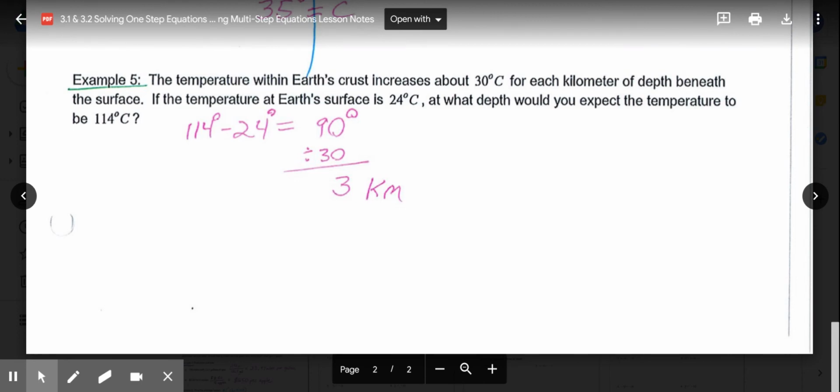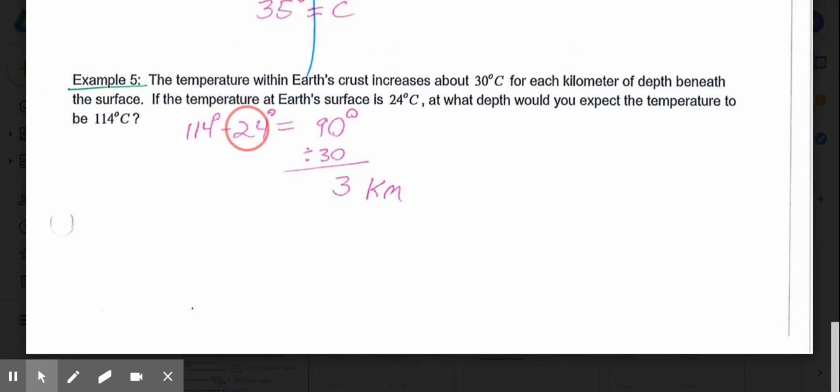So first I want to figure out the change in the temperature from the surface to our depth. So 114 degrees minus the 24 on the surface tells me I changed 90 degrees. Then if I take the 90 divided by the 30 for each kilometer, I know that I went 3 kilometers deep into the Earth's surface, or into the Earth's crust.